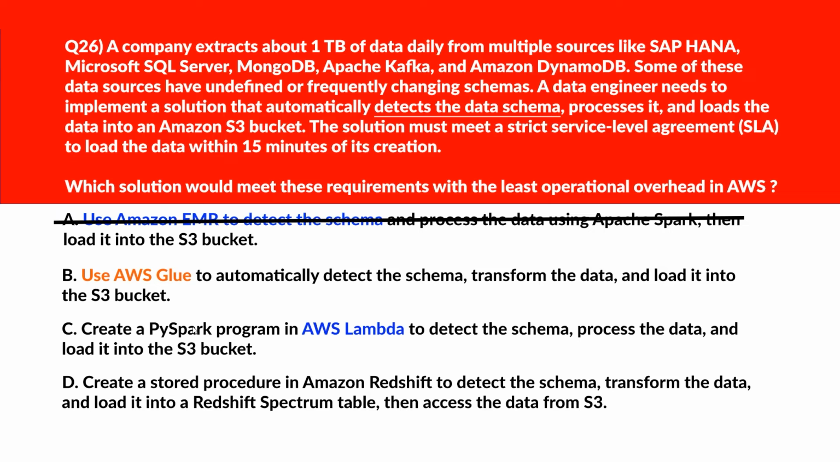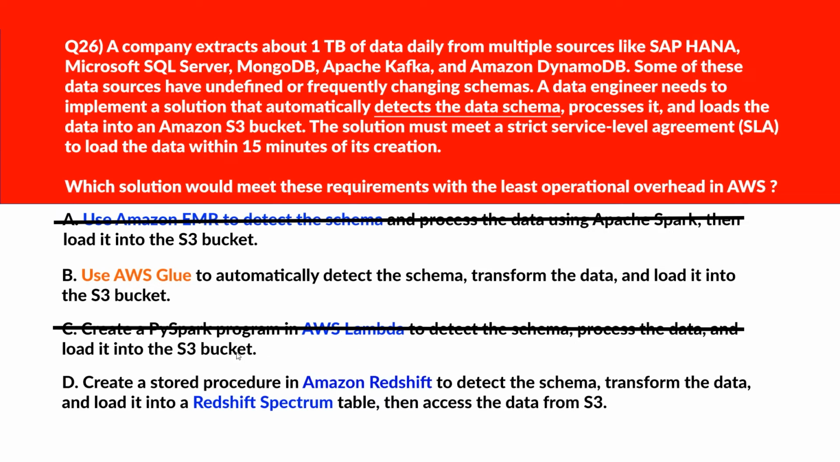Let's move to option C. C says create a PySpark program in AWS Lambda to detect the schema and process the data and load it into the S3 bucket. AWS Lambda is not well suited for processing large datasets due to limitations in execution time and memory. We'll reject this.